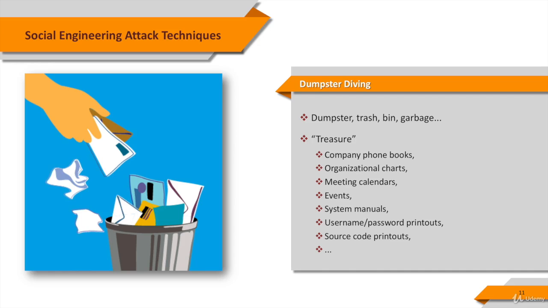Company phone books, organizational charts, company policy manuals, calendars of meetings, events and vacations, system manuals, printouts of sensitive data or login names and passwords, printouts of source code, etc. All of this information can be used to assist a social engineering attack to gain access to the target company's network.